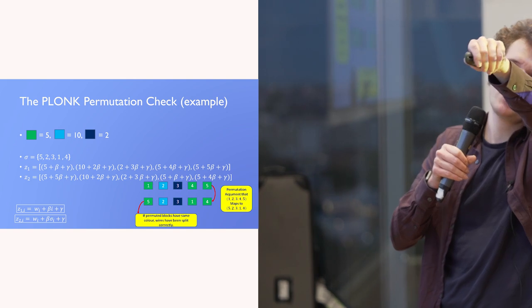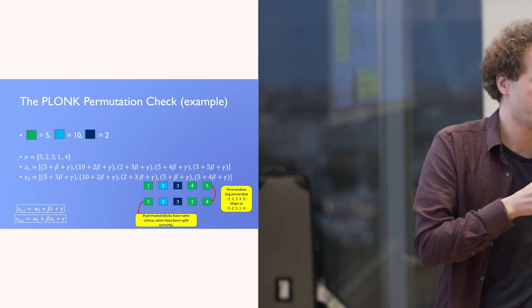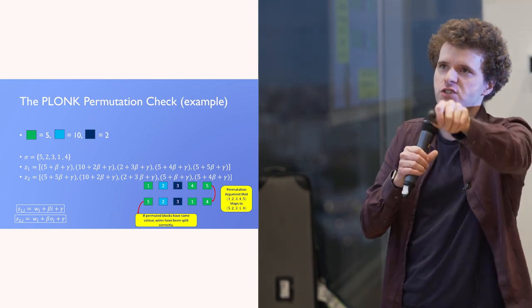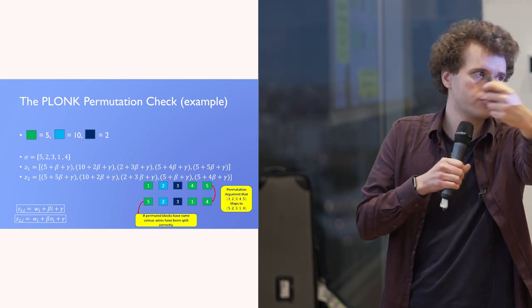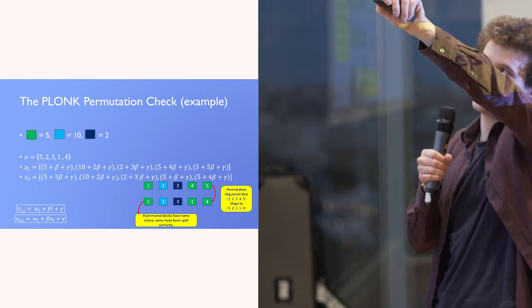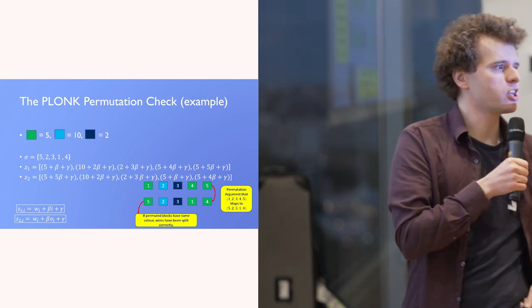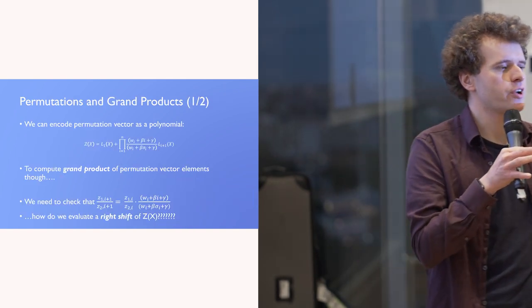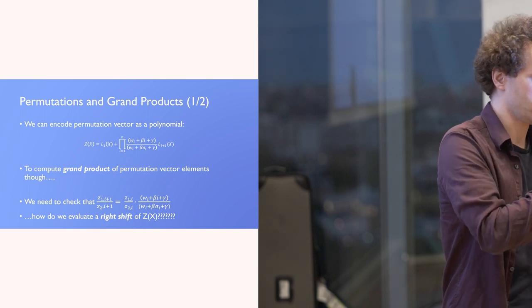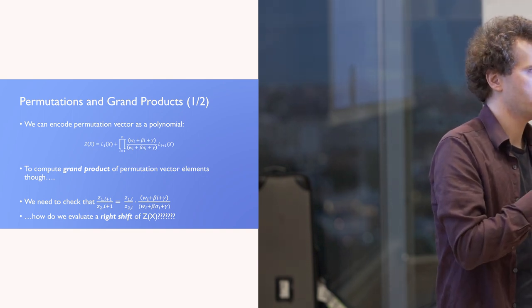So, for example, if you have a polynomial that represents the left y values, the right y values and the output y values, then you can create a polynomial where, when evaluated at the first root of unity, you'll get this bit, at the second root of unity, you'll get this bit, and the third, you'll get this bit, and so on. But then how do you multiply them all together? Because creating relationships between different evaluation points of the same polynomial is really hard.